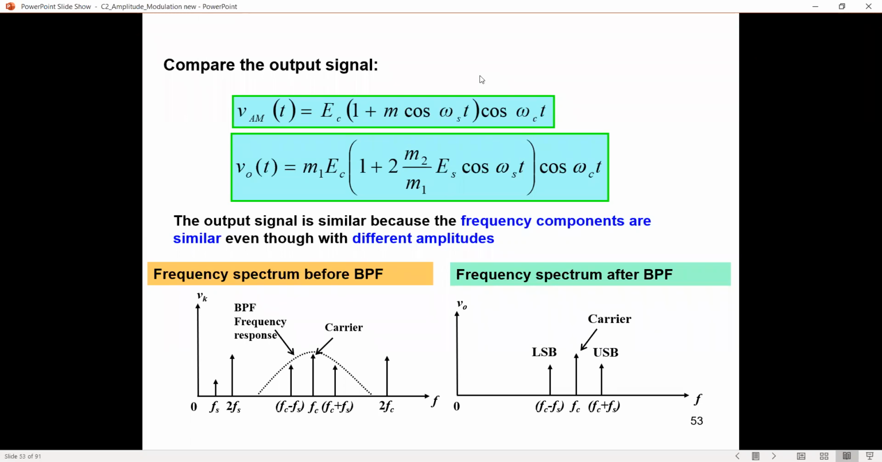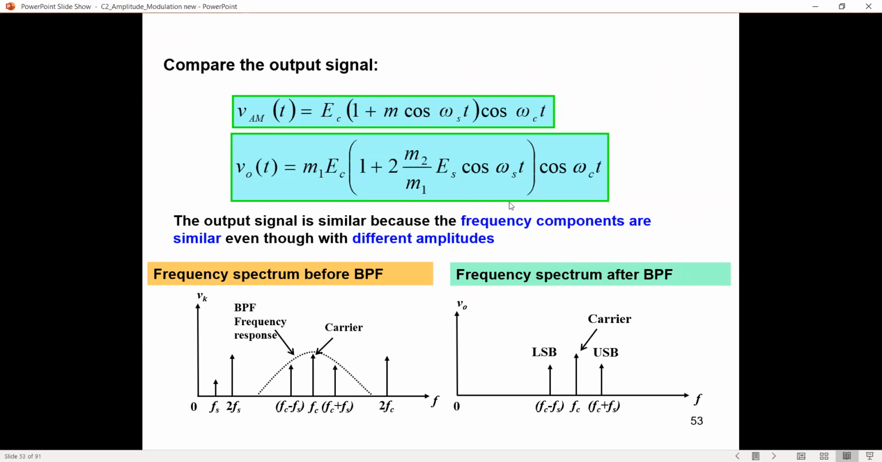So far any question? No? Am I going too fast? Can you follow? May I know how the 2M2 over M1 comes from?